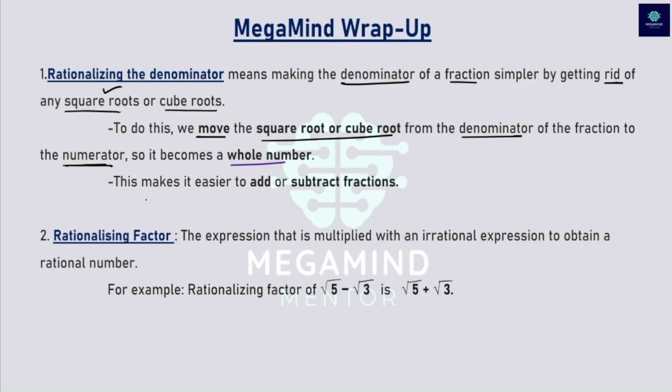Now, why do we do this? This makes it simpler to add and subtract the fractions. So this is the application of rationalizing the denominator. Now coming to the second important term that we have learned, it is the rationalizing factor, right? The rationalizing factor is the expression that is multiplied to the irrational expression to obtain a rational number. So for example, if I have this given question, it means I have to rationalize this. So it is root 5 minus root 3. So what will be its rationalizing factor? Just change the sign in between those two terms. So negative becomes positive sign. That's it. So it is root 5 plus root 3.